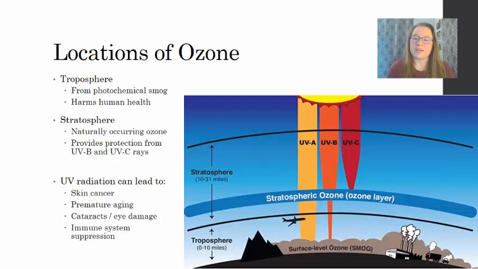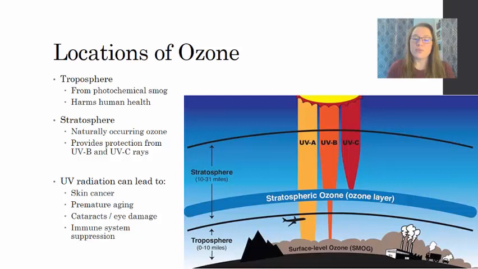Stratospheric ozone, on the other hand, is in the next higher layer of the atmosphere, and this is naturally occurring ozone, and this is what provides protection from the UVB and the UVC rays. You can see on this diagram that the light from the sun and that UV radiation comes in through the atmosphere in those three forms: UVA, UVB, and UVC.